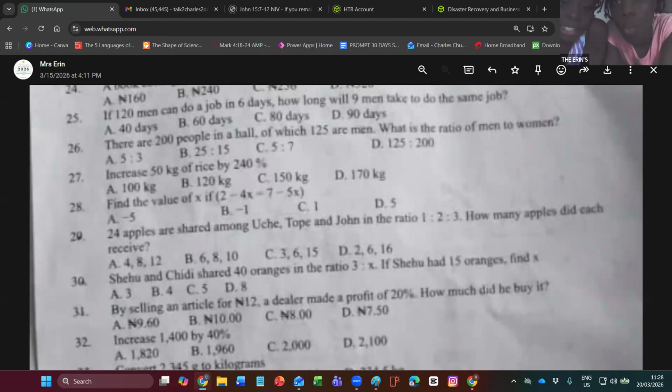So this number 30, they did not write respectively. They must not write respectively by default.